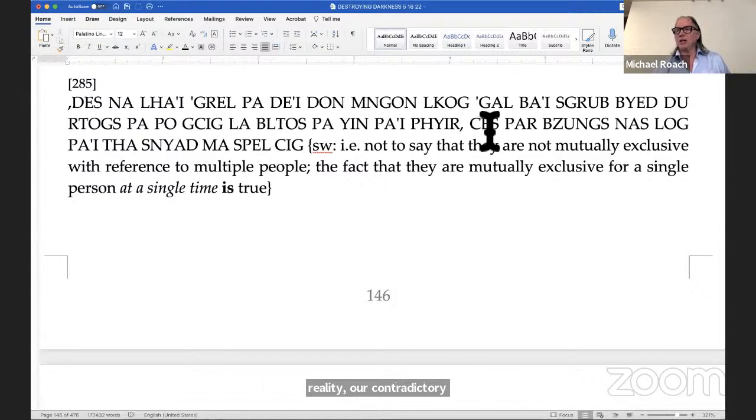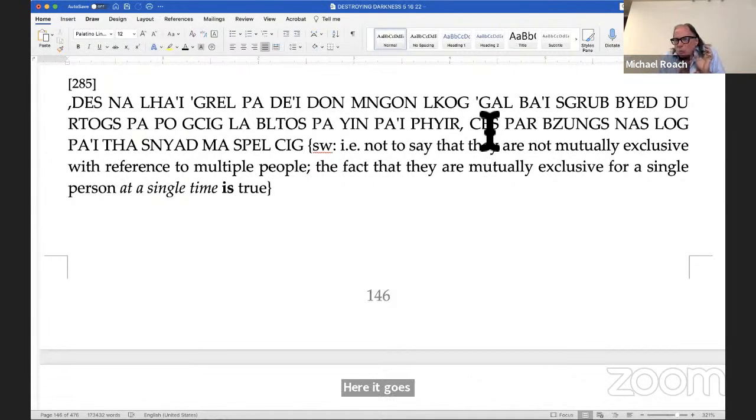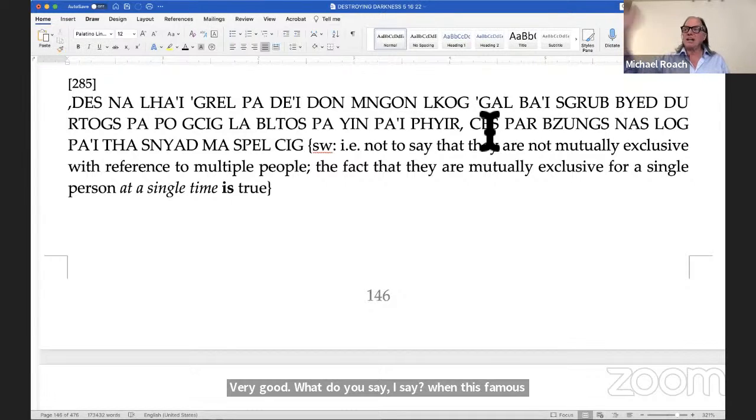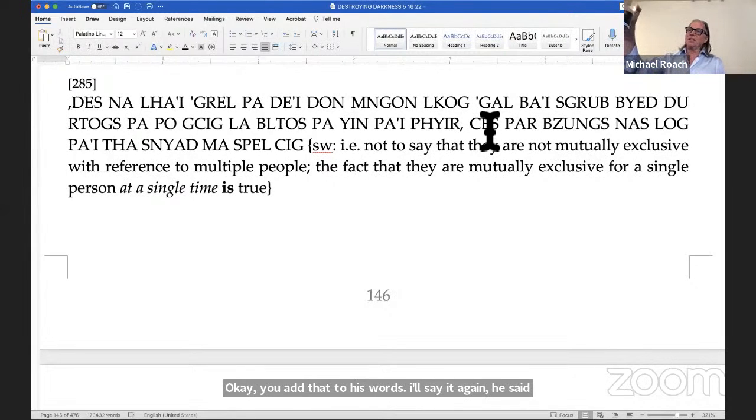do you know hackles rise? Hair goes up, man. What do you say? I say, when this famous Indian thinker is trying to prove that obvious reality and hidden reality are mutually contradictory, exclusive, cannot apply to the same object, you add, relative to a single person. You add that to his words. I'll say it again. He said the obvious red and the hidden red are contradictory relative to the same person. Okay, how do you feel about that?